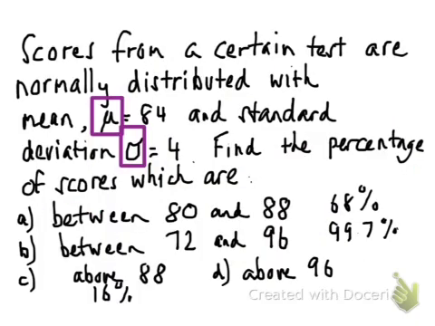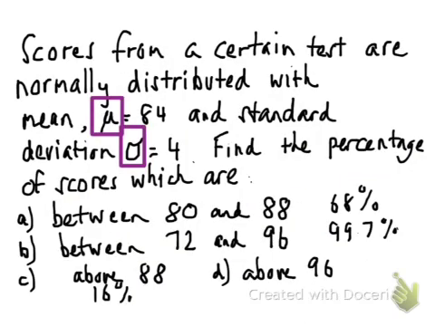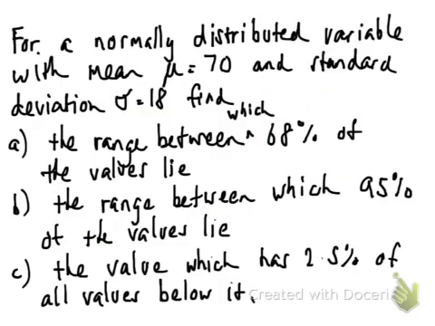Last question: above 96. Okay, so we're getting a busy diagram here now, so I'll use gold colour here. Above 96, we're looking at there. And that's why it was useful to work out those other percentages, because you could quite clearly see that it's 0.15% greater than 96. So that's our answer here: 0.15%. Alright, let's move on to another question.